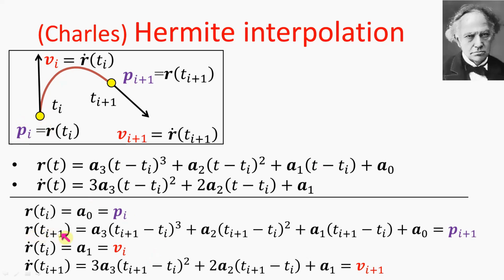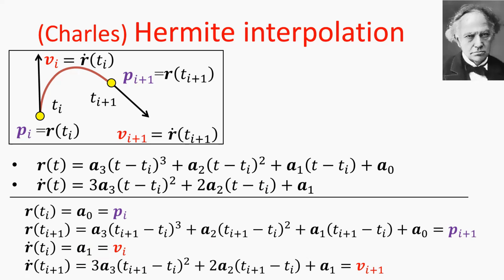Doing the same for ti plus 1, that is considering the ending point, it is not so simple, but what we can say is that this expression must be equal to the prescribed ending point pi plus 1. Let us do the same for the velocities. So if we substitute ti into the derivative of the motion, which is the velocity of the motion, we should get vi back.